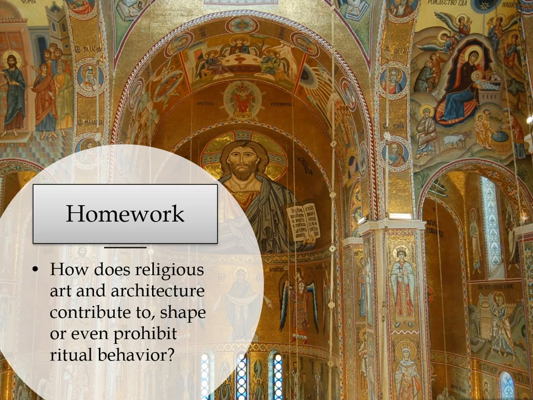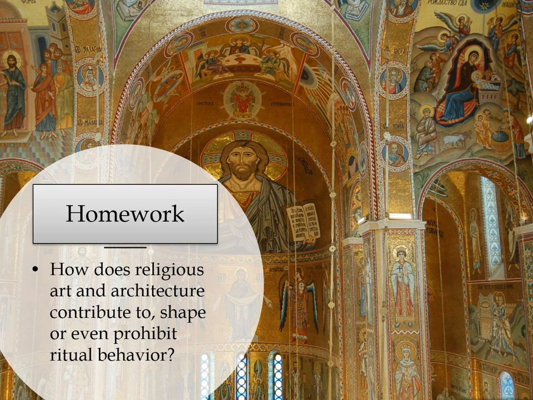So the homework question for this lesson was, how does religious art and architecture contribute to, shape, or even prohibit ritual behavior? So the easy answer to this is that architecture organizes how people function within a space, and it organizes how they are meant to think and behave within a certain space.